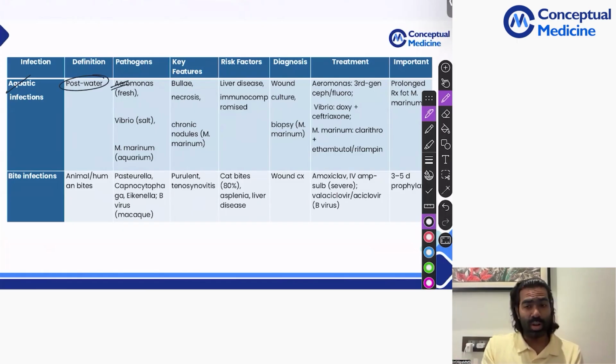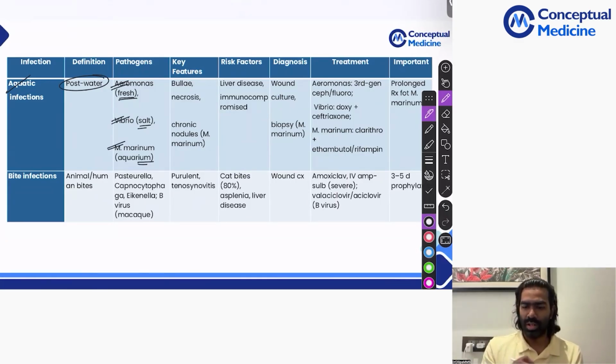It could be due to Aeromonas, and the key point there is going to be freshwater exposure. Or it could be Vibrio infection, especially after a saltwater exposure like seawater. If the patient has visited an aquarium recently or is working in an aquarium, you have to think in terms of Mycobacterium marinum as well, which is going to produce the classic fish tank granuloma.